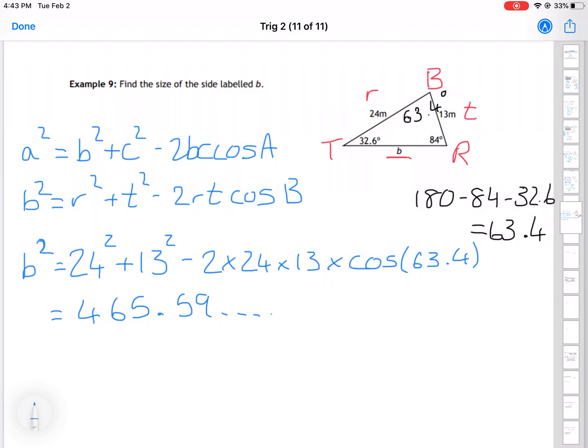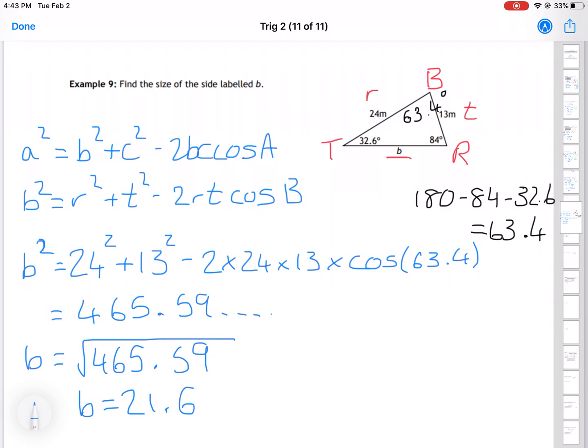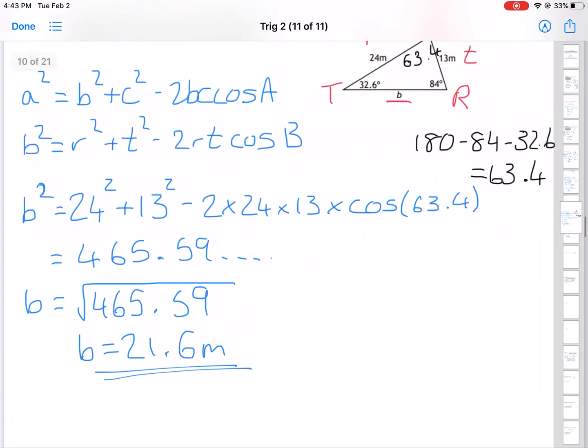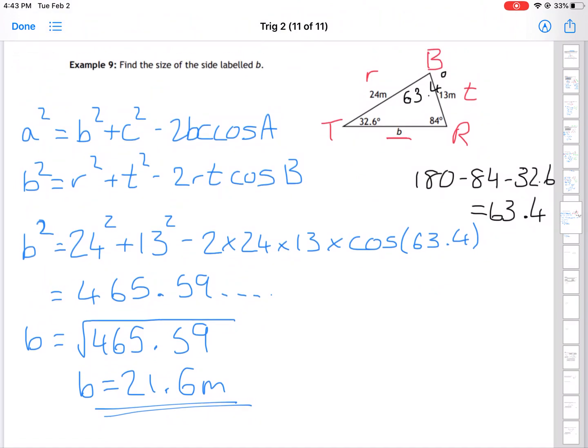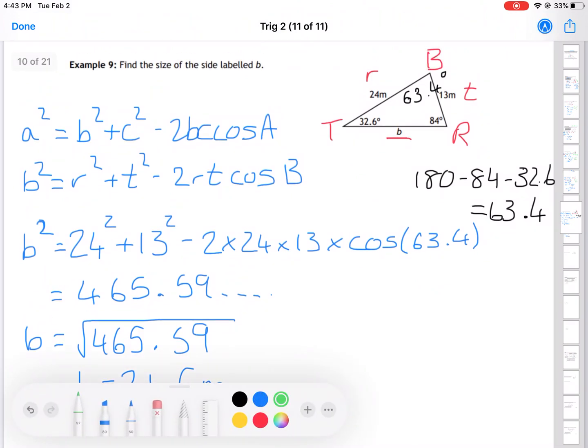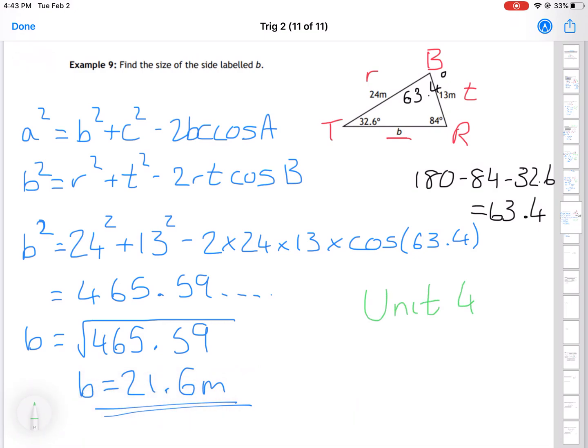465.59 and so on. Again, don't clear that in your calculator, just leave it there because we have to square root it to get our value for B. So square root answer in the calculator, 21.6 metres to 1 decimal place. Okay. Now that was the cosine rule to find a side. Before we move on to angle, you will find these questions in the Unit 4 booklet on page 31.